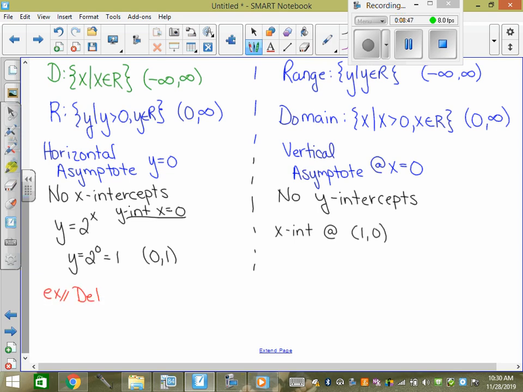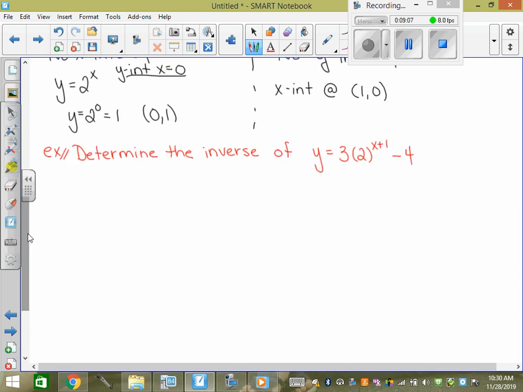So determine the inverse of y equals 3 to the x plus 1, minus 4. If I want to determine the equation of that, I actually have to determine it, right? If I ask for the domain, range, x-intercept, y-intercept, asymptotes, anything of the inverse of this, I wouldn't actually have to find the equation, right? I could just find everything off of this one and then flip it.